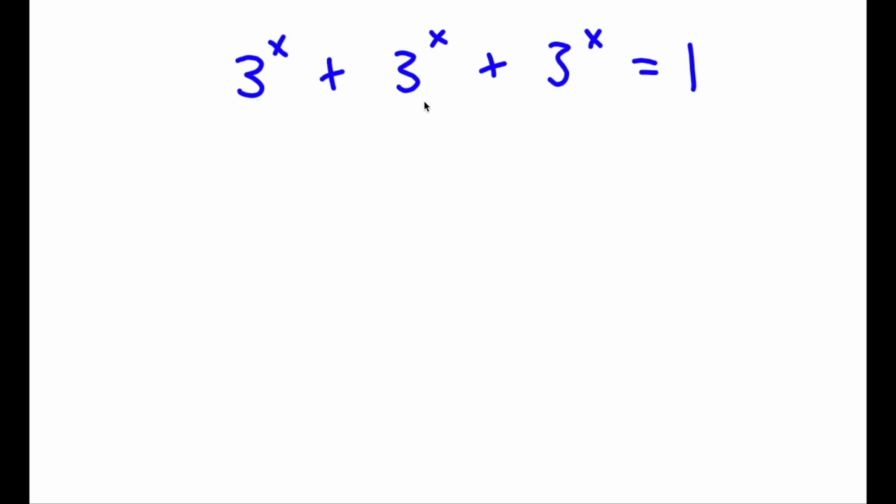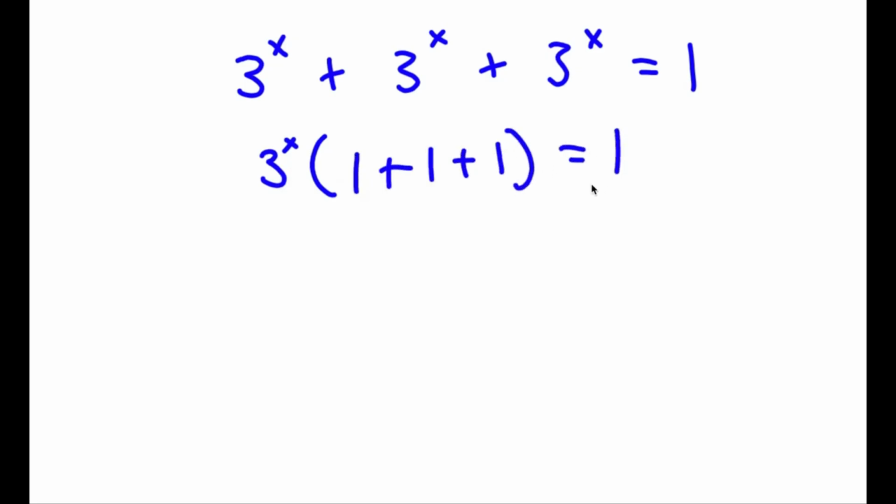Alright, so I have 3 to the power of x plus 3 to the power of x plus 3 to the power of x is equal to 1. Now, the first thing I'm going to do is factor out 3 to the power of x from my left-hand side. So now I have 3 to the power of x times, now 3 to the power of x divided by 3 to the power of x is 1, so I have 3 to the power of x times 1 plus 1 plus 1. Now this is equal to 1. Now 1 plus 1 plus 1, this is going to be 3. So now I have 3 to the power of x times 3 is equal to 1.